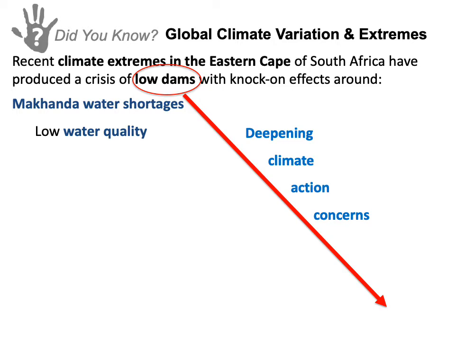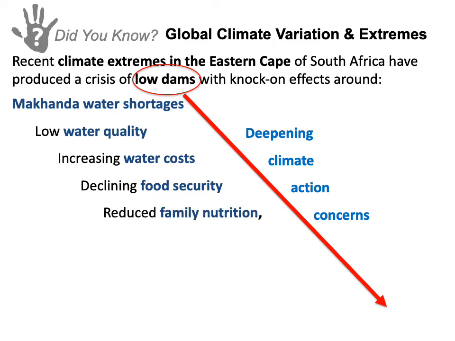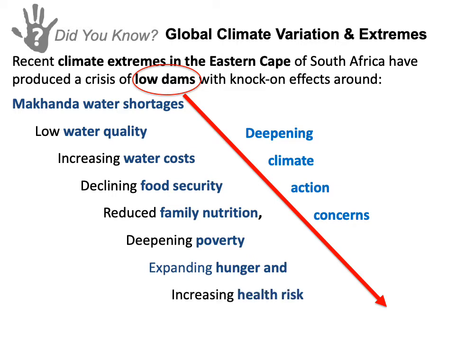associated with polluted water, increasing water costs because it was more costly to provide water with bowsers and also to clean the water. This led to declining food security, reduction in family nutrition, deepening poverty, expanding hunger, and increasing health risk. So the conditions of the drought brought about by climatic variation produced these conditions in Makana.